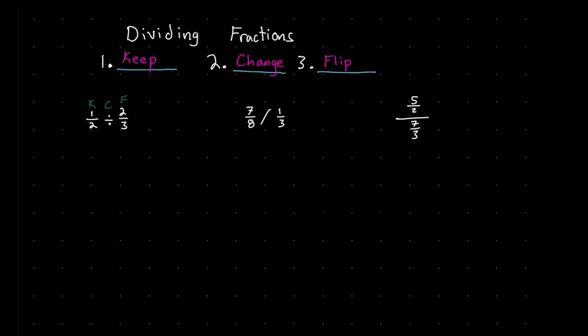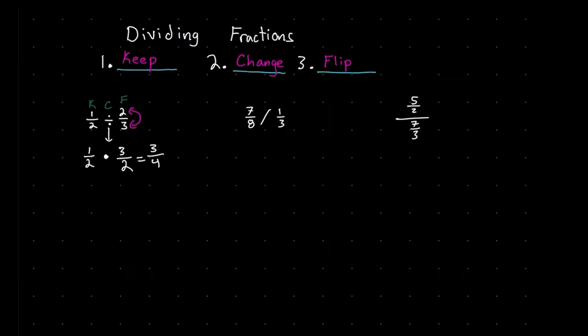So when rewriting this, keep the 1/2, change the division sign to a multiplication sign, and then flip the final fraction. So to flip it, all we're doing is swapping these. Alright, now we just have a multiplication problem, and to do that we multiply across the top, multiply across the bottom, and we have 3/4 as our answer.